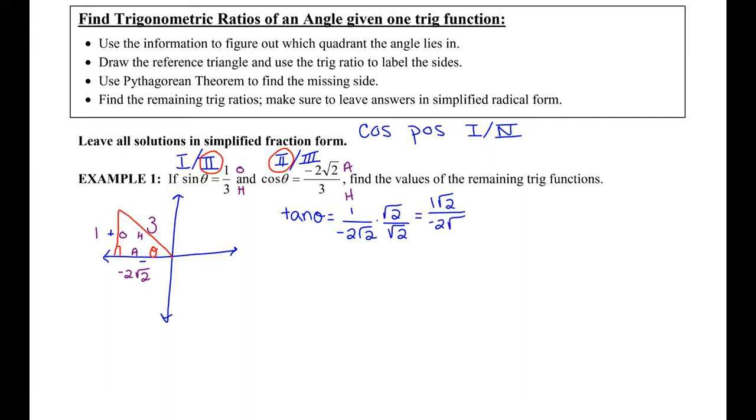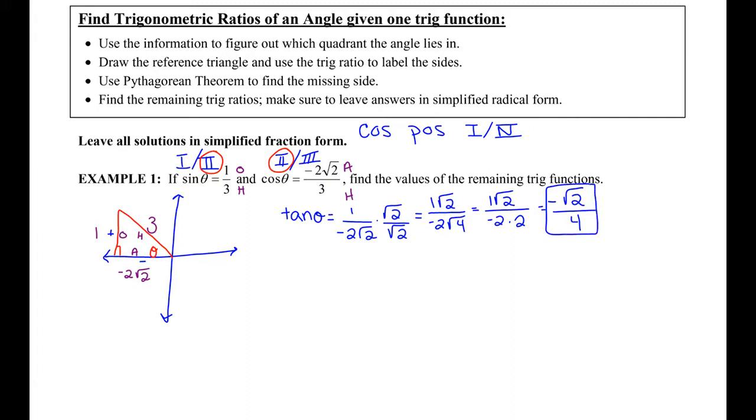Because root 4 is a perfect square, I can simplify it to become a 2. So in the denominator, I have negative 2 times 2. In the numerator, you can either leave the 1 in front of the radical or just write root 2. Negative 2 times 2 gives me a negative 4. However, you want to either put your negative out front or in the numerator. And this will give us our simplified fraction for the tangent of theta.